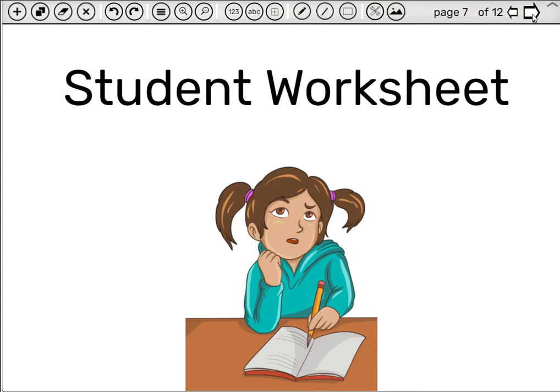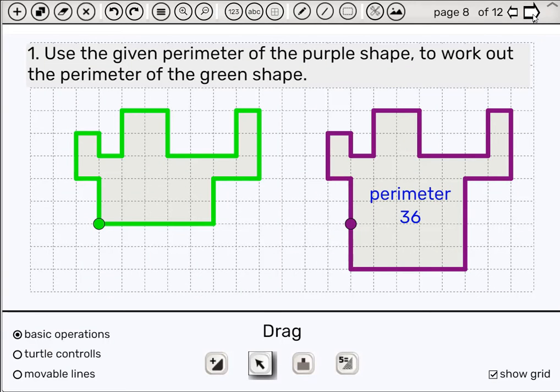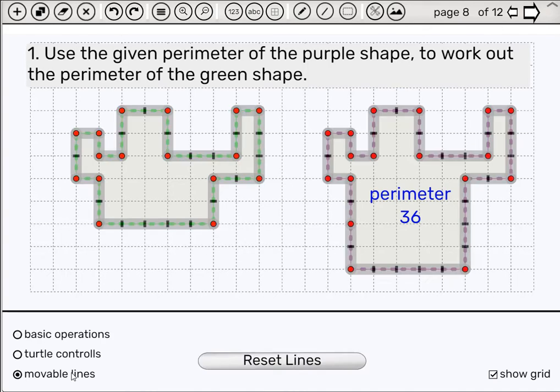And the next page. After the students finish, listen to their answers. You could also hand them a wireless mouse and let them use the movable lines. They can actually be used in 2 different ways. This line could be moved here, and then now we can see that this shape has an extra 1, 2, 3, 4 units. So the perimeter of this shape is 32.